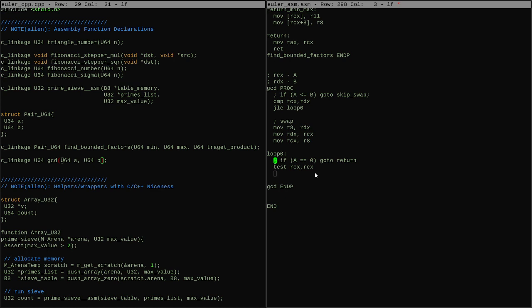Where was I? If this is 0, we're going to return. Okay, that's not quite done. So if 0, then return. At the bottom here, we're going to have a return instruction, return label, and we're going to move into RAX whatever is currently in RDX, the B value, because we always return B. And then, let's see here.